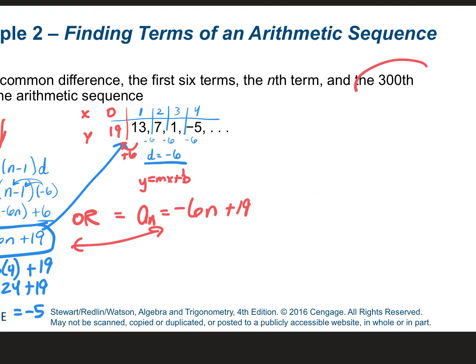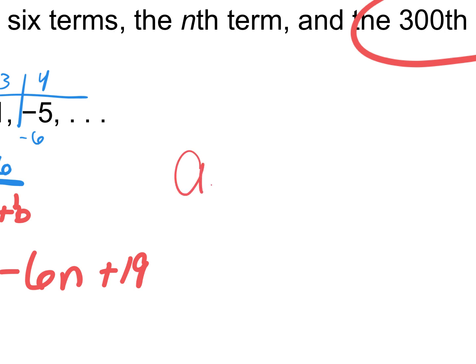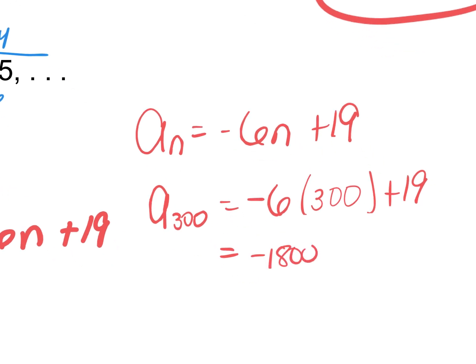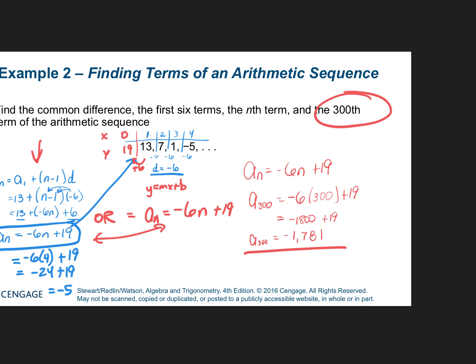Now, if you're asked to find the 300th term, what you're asked to do is take the rule that you wrote, a sub n equals negative 6n plus 19, and we're going to find the 300th. So I'm going to plug in 300 for the letter n. So I have negative 6 times 300 plus 19. This is very helpful, guys, so you don't have to start from the first term and keep subtracting 6 each time, 300 times, to get to the 300th term. So when I plug this in, I get negative 1800 plus 19, and I found that the 300th term of this sequence is negative 1781.